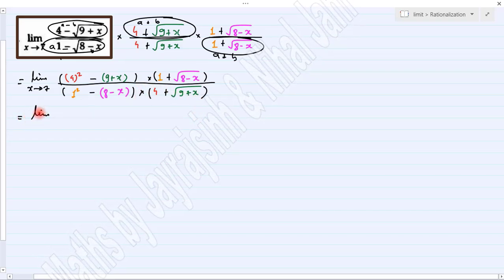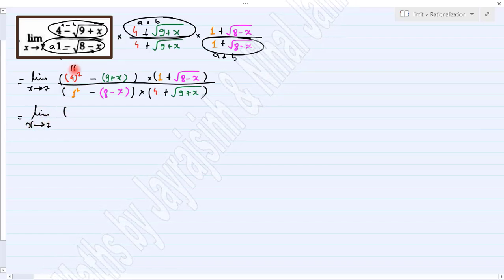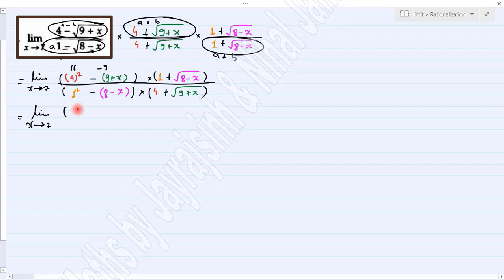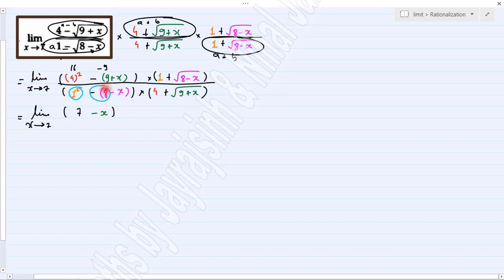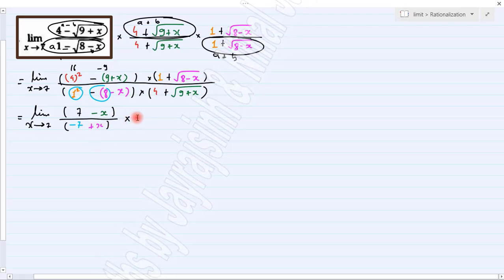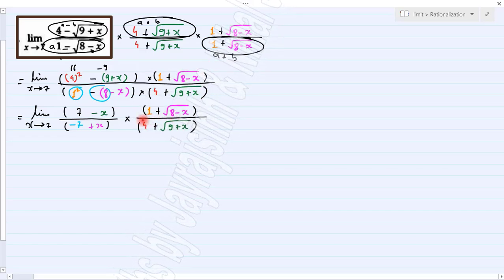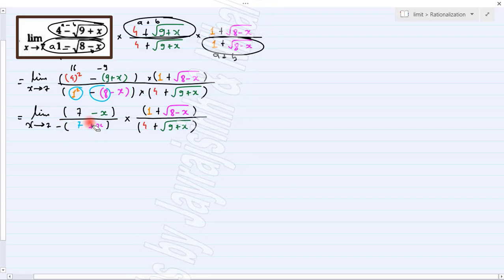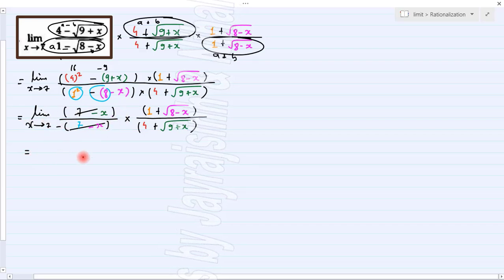and 4 plus root 9 plus x will remain as it is in denominator. Now in further simplification, limit x tends to 7. This 16 minus 9 will become 7 minus x, and this 1 minus 8 will become minus 7 plus x, into the rest of the two terms as they are. Now, from denominator we can take minus common. So this will become 7 minus x, and 7 minus x will be a common term. So let's cancel out, and we are ready to substitute our limit.